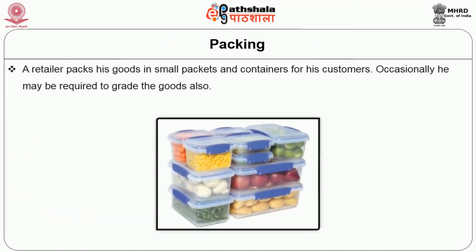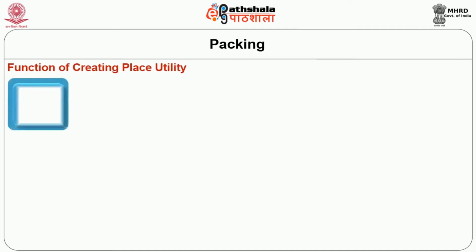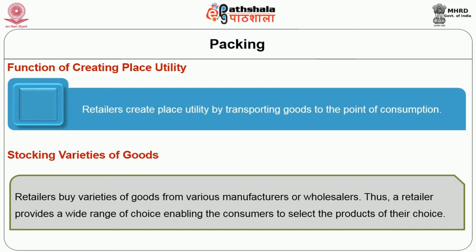Packing. A retailer packs his goods in small packets and containers for his customers. Occasionally, he may be required to grade them also. Creating place utility. Retailers create place utility by transporting goods to the point of consumption. Stocking variety of goods. A retailer buys a variety of goods from various manufacturers and wholesalers. Thus, a retailer provides a wide range of choice, enabling consumers to select the products of their choice.